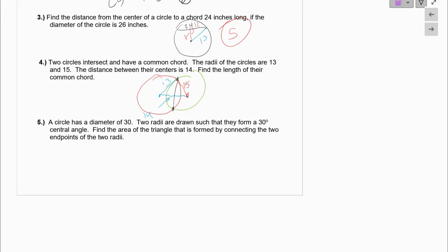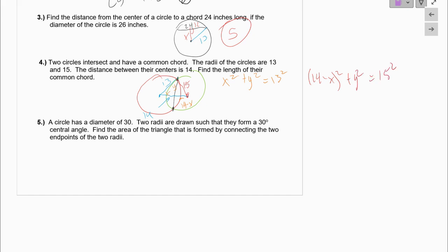So what we're going to do here is a little system. I'm going to call this y, and I'm going to call this part of the triangle x. So the other side would be 14 minus x. So basically I have two triangles. If I do the Pythagorean theorem here, I would get x squared plus y squared equals 13 squared. And for the other triangle, I would get (14 minus x) squared plus y squared equals 15 squared.